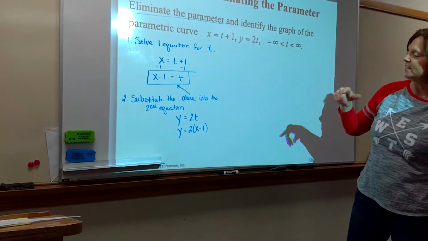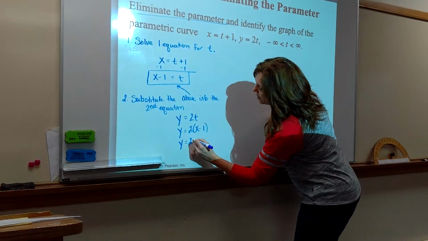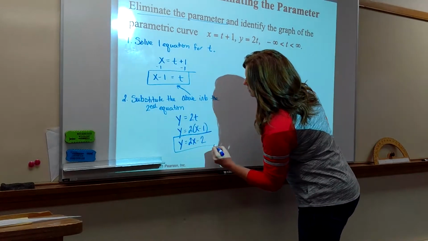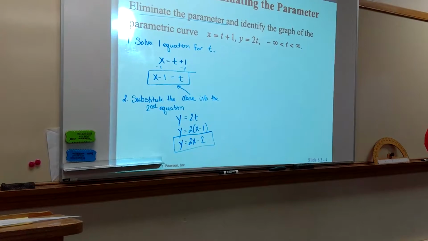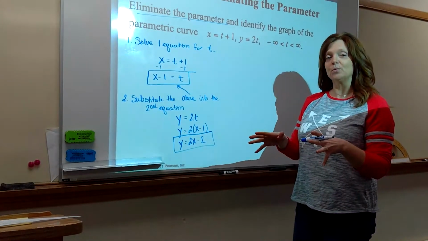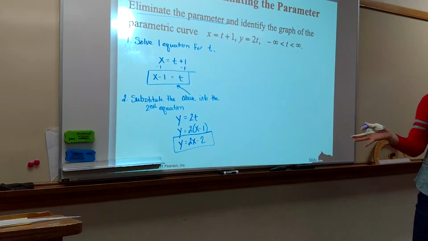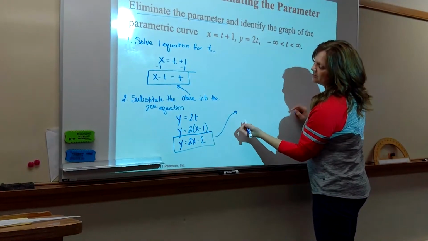Okay. And then if we just distribute, we'd say, oh, that's just 2x minus 2. Ta-da. So there we go. Now what we have is one function in terms of y and x. The t parameter has been eliminated, right? So to identify the graph, this is just a line, right?